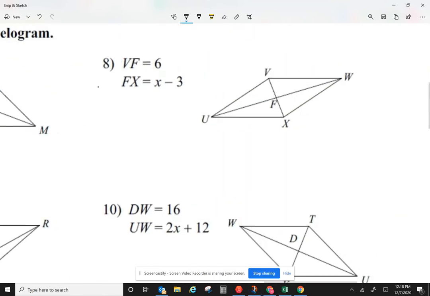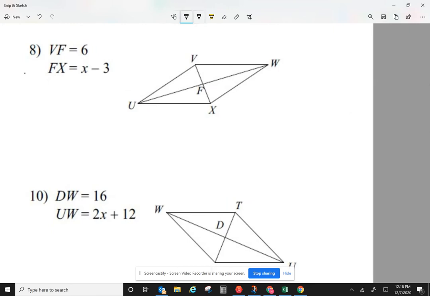Let's take a look at question number 8. VF equals 6. So from V to F.